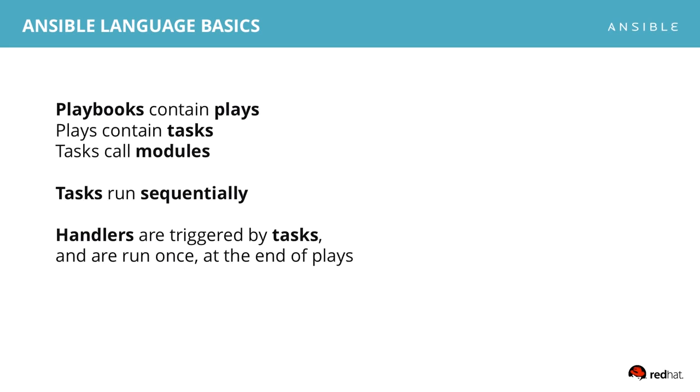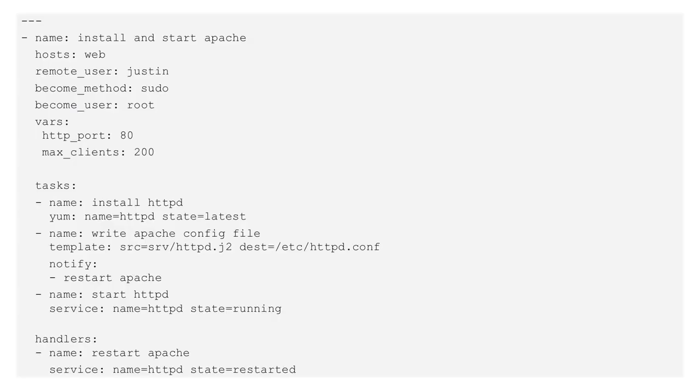Now let's talk playbooks. Playbooks contain plays, which have as part of them tasks. Tasks call modules. Tasks also run sequentially, so they'll work like you'd expect them to if you were to manually step through your list of processes on the command line. Next, we'll introduce the idea of a handler, which can be triggered by a task, and is run once at the end of a play. Here's an example of a playbook which has one play, 3 tasks, and a handler.